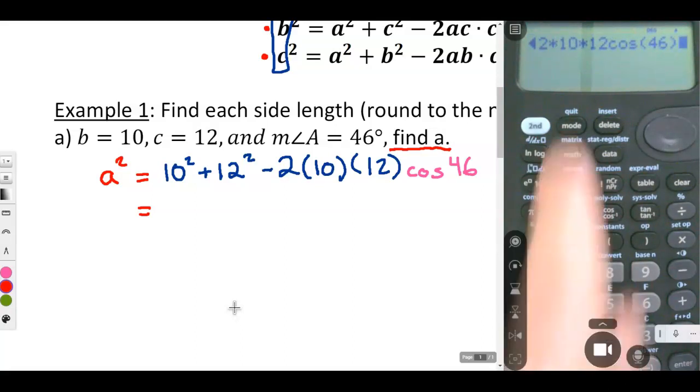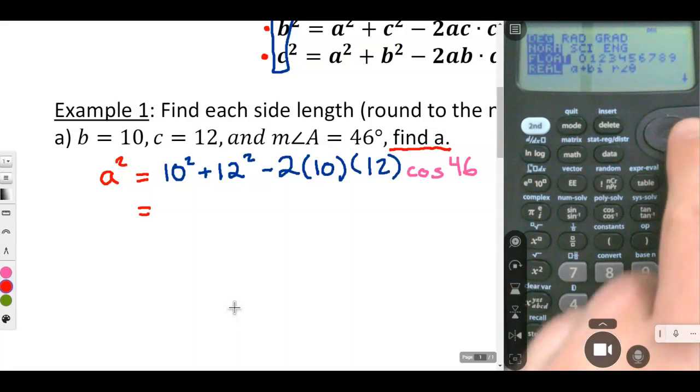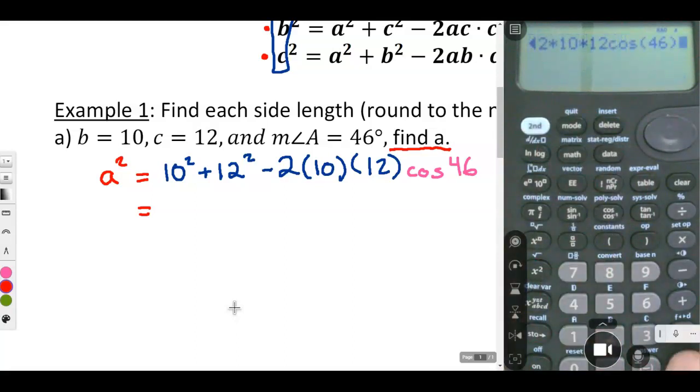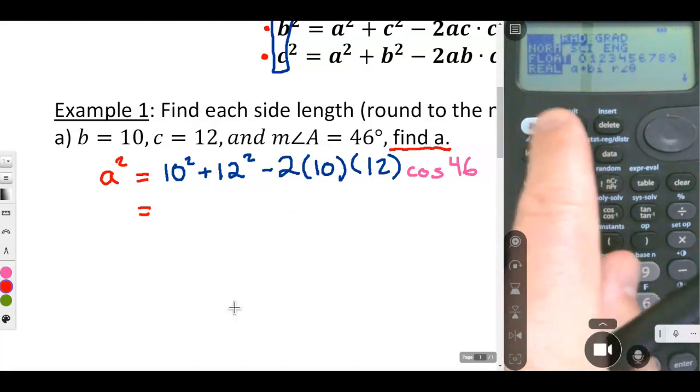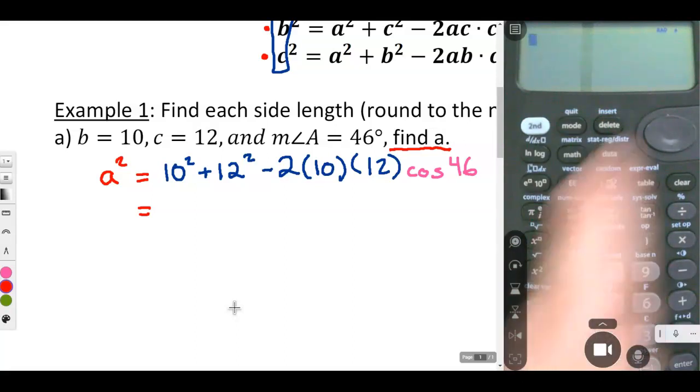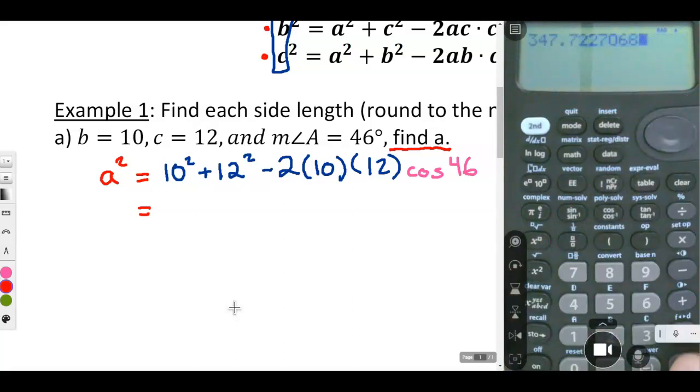If you're squaring things on a regular basis, it's really nice to have that square button. Type it all in. And is this what you got? 347? Or did you get something else? Did anybody get 347?